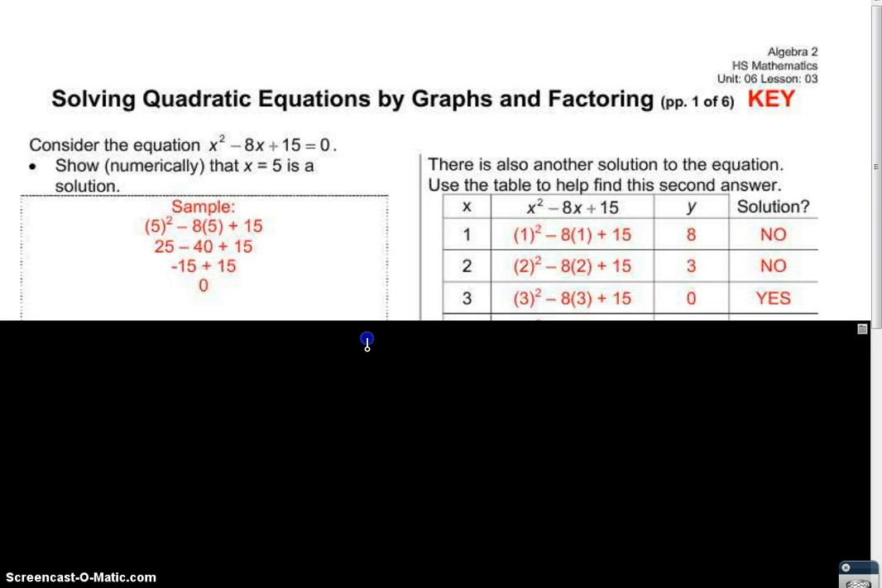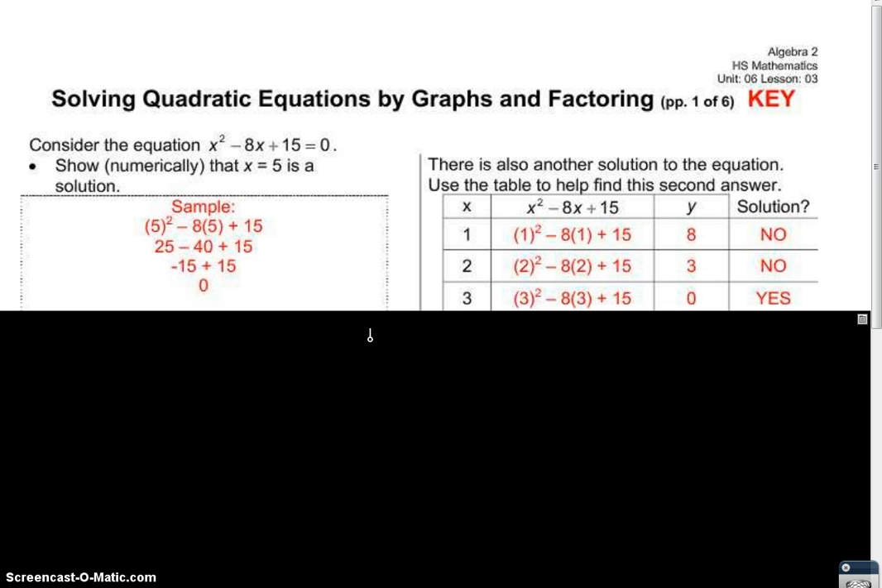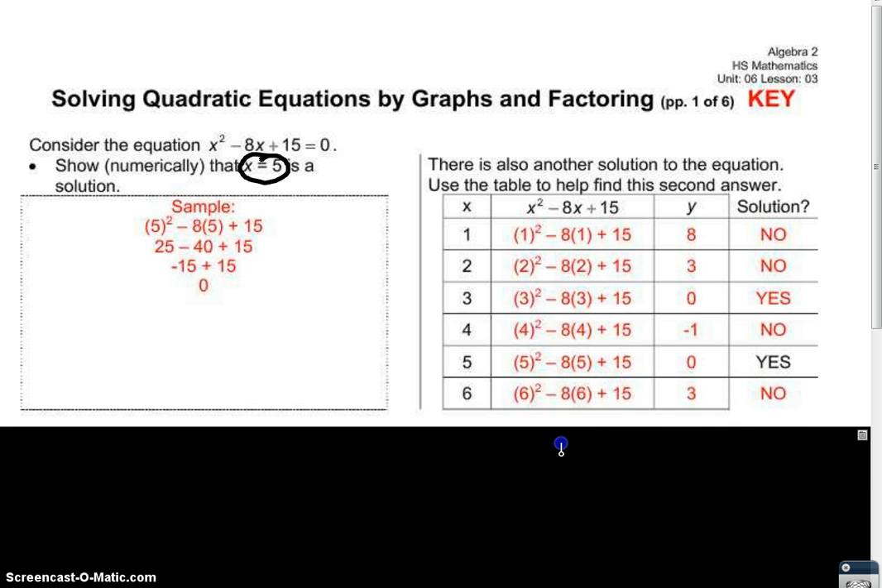So what you do in that instance, guys, is you take x equals 5. Wherever you see an x, you're going to plug in a 5. So what I have is 5 squared minus 8 times 5 plus 15. 5 squared is 25. 8 times 5 is 40. And when I combine my like terms, I end up with 0. Okay, so let's look at another way to find a few more solutions.